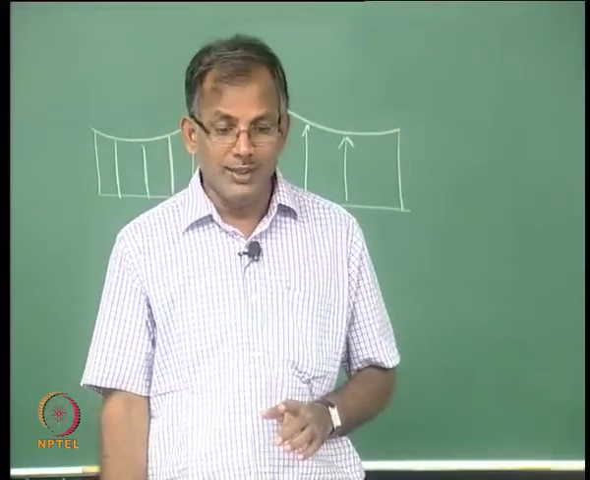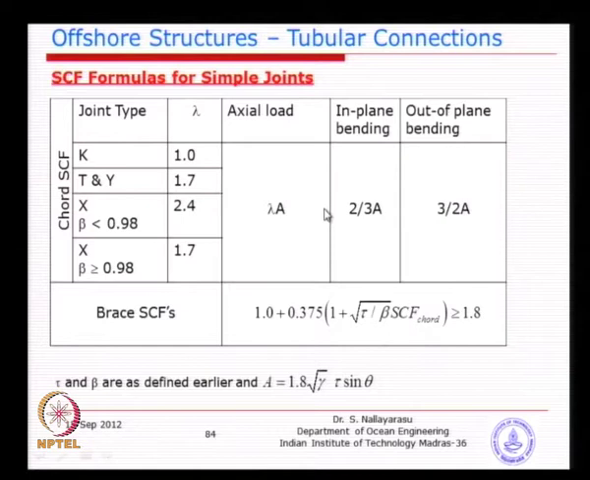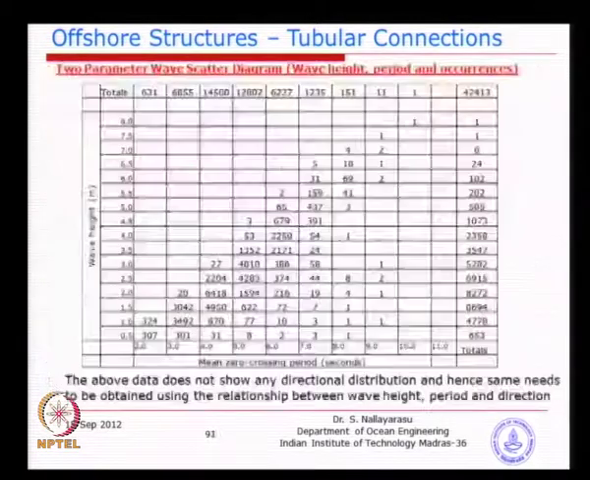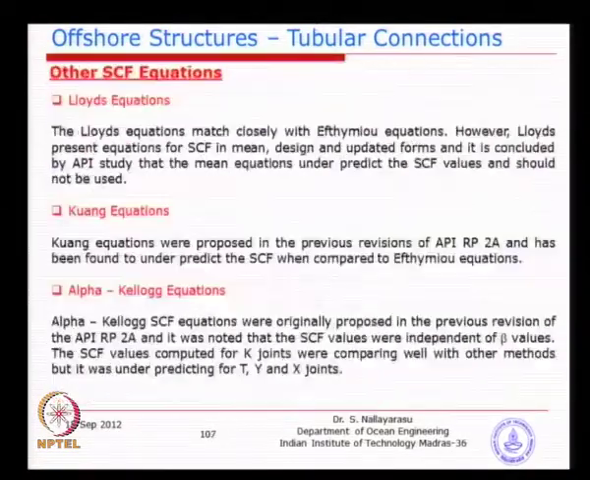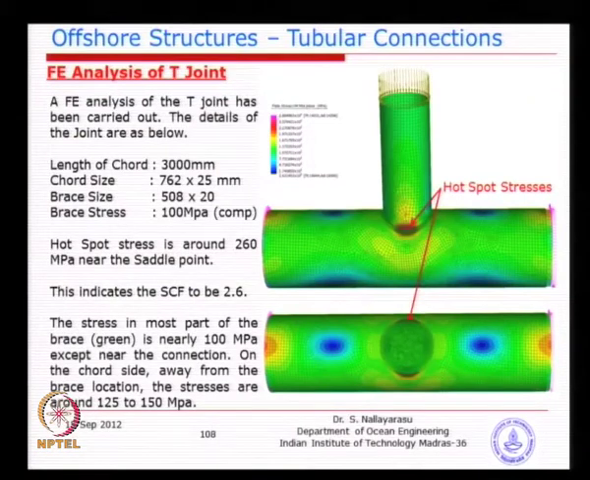Of course, at least there was a differentiation between the load types: axial load, in plane, out of plane. But there was no difference between the saddle point and the crown point, which you can see from this picture is obviously not correct. If you look at this FE analysis, the saddle point is going to have higher stress concentration compared to the crown point.